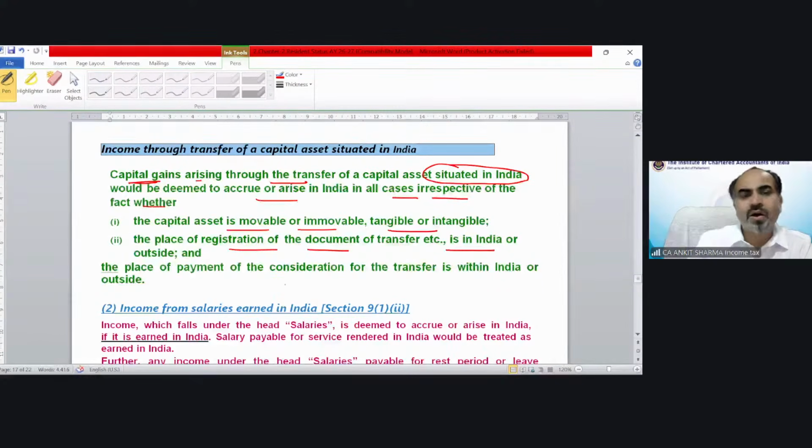...is in India or outside, and the place of payment of the consideration. So if the asset is in India, then where documentation has been done, whether consideration has been received, it does not make a difference. That income is going to be treated as deemed to arise in India.